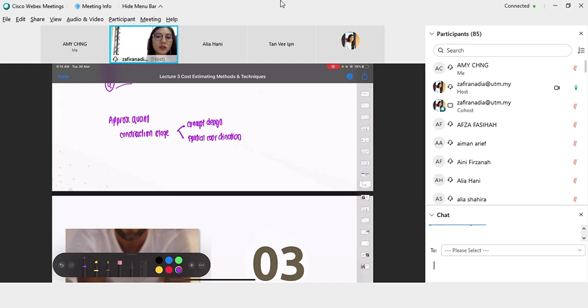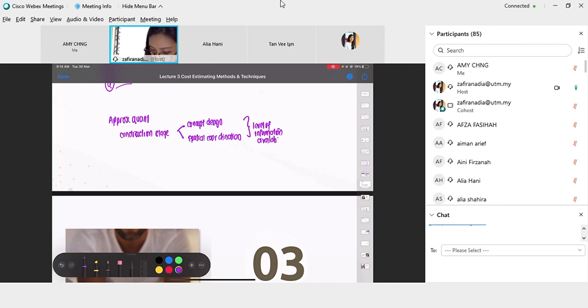What is the difference, when do we use it, during spatial coordination? Concept design is when we prepare the cost estimate, and spatial coordination is when we prepare the cost plan for the project. The difference is the level of information availability.